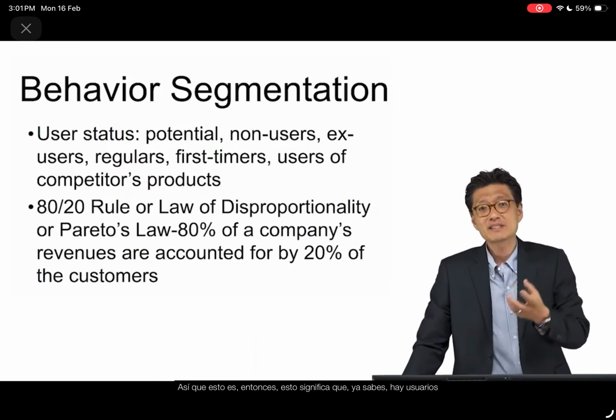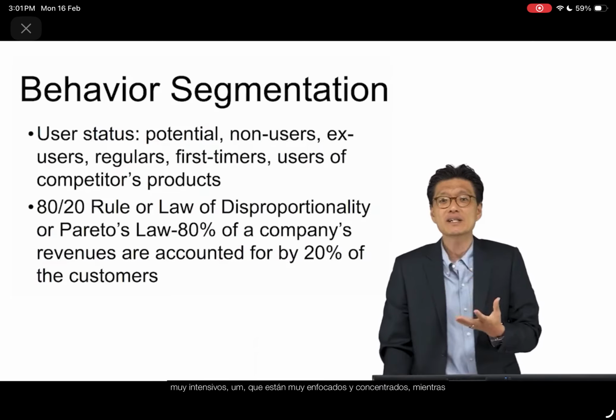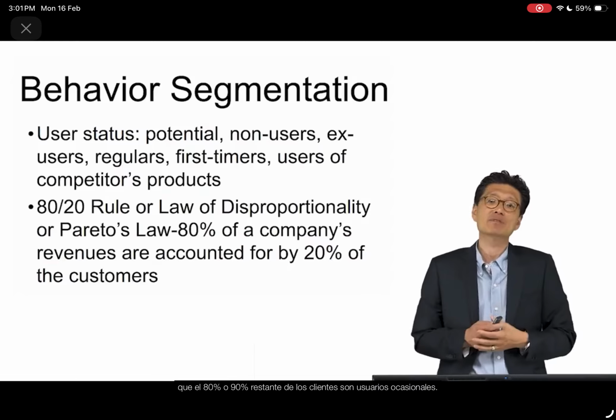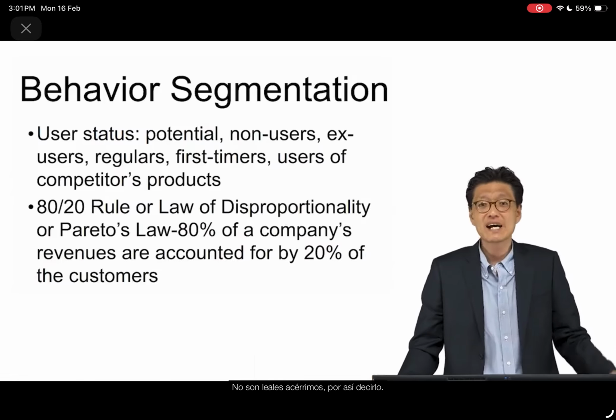So this means that there are really heavy users that are very focused and concentrated, whereas the remaining 80 or 90% of the customers are light users. They're occasional users. They're not diehard core loyalists, so to speak.